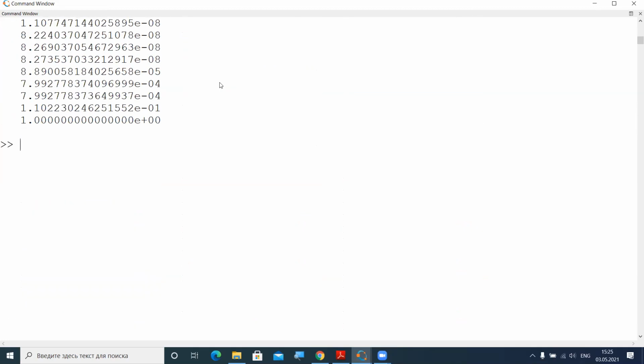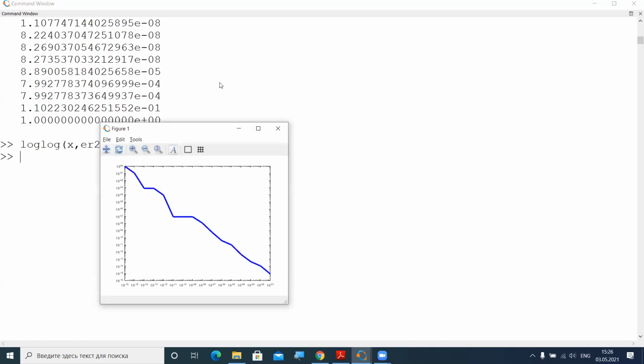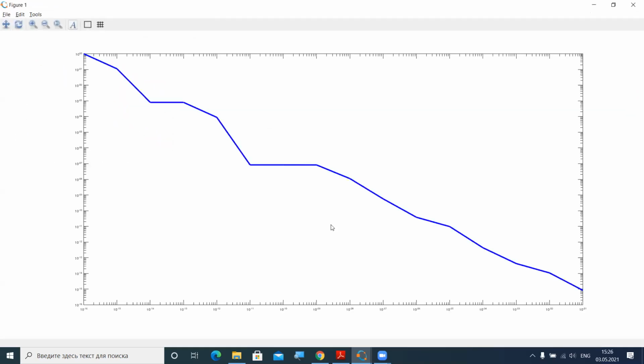Okay, yes. Now let's do the graph here with log. Where is our log? This one. So with log, x, and now ER2 as the second variable. And just check it. So this is now the new graph of the relative error function.